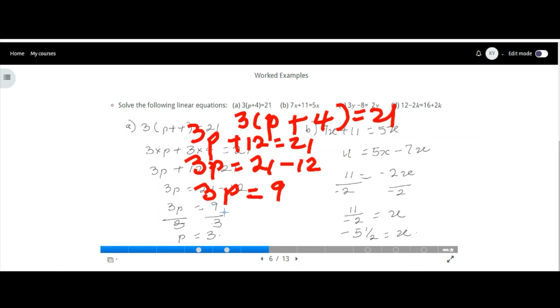3, the coefficient. So we divide this by 3, we divide this by 3. Now 3 divided by 3 is what? 1. So we have p left, and 3 can go in 9 how many times? That's 3. So 3p equals 3.